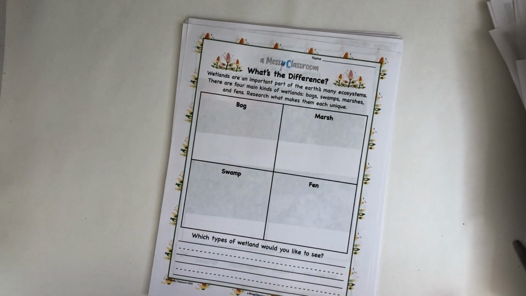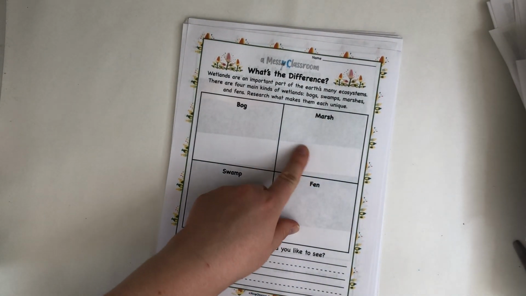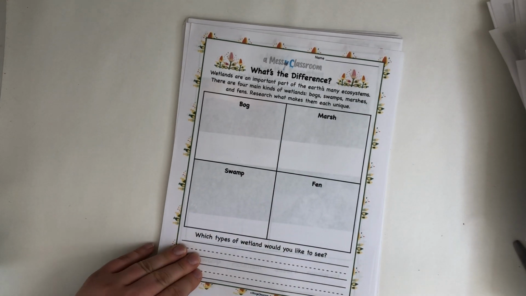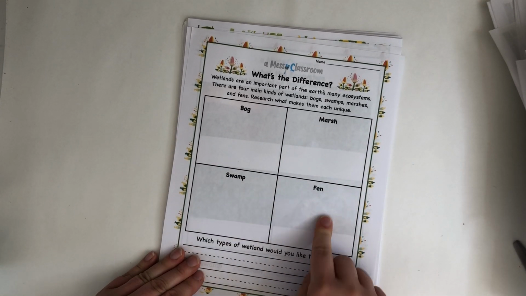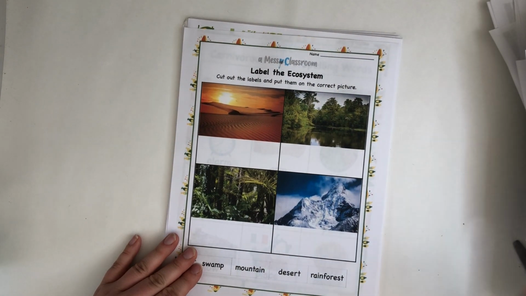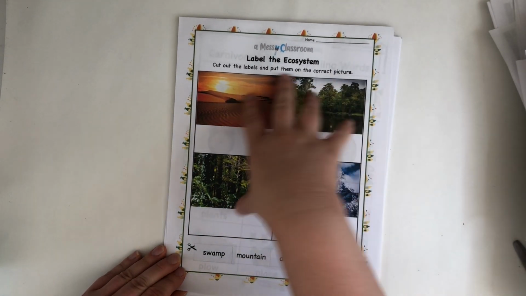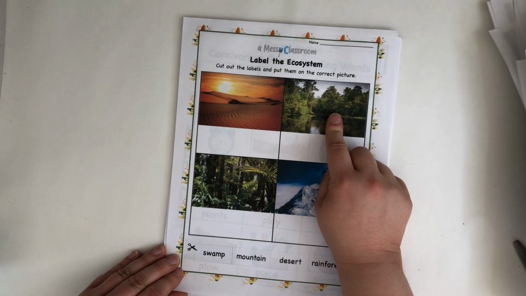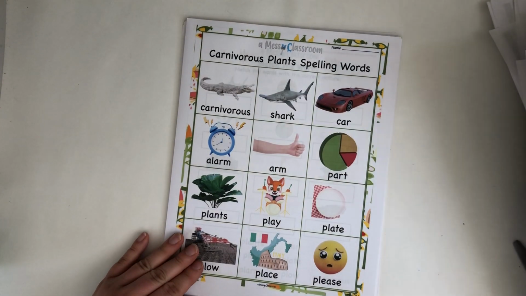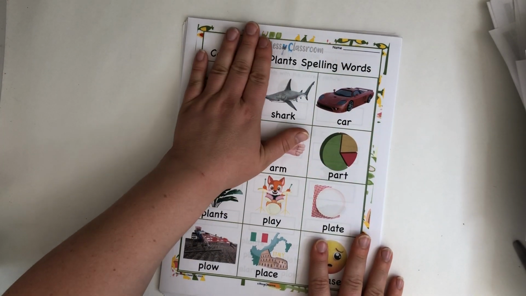And then we have what's the difference. So here you're actually going to do a little bit of internet research. Look up bogs, marsh, swamps, and fens. And here you're going to do a little bit of sorting. This is in case they don't know what a swamp is. It's just kind of a quick review.